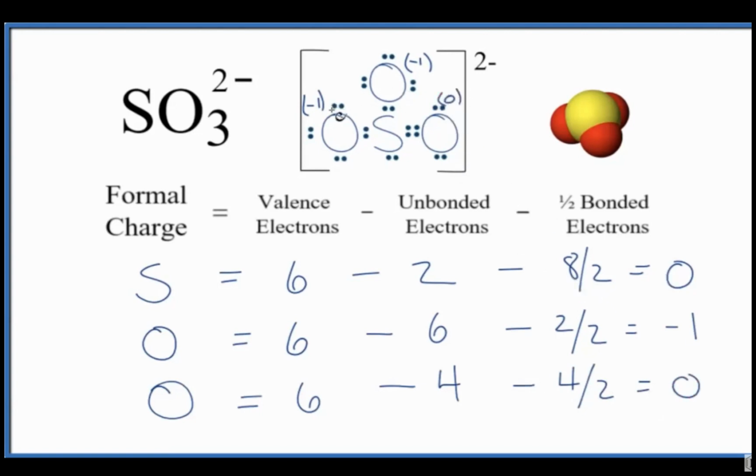So at this point, these 2 oxygens here, their formal charge is -1. But that makes sense because it's an ion. The total ionic charge is 2 minus. So we have 2 negative 1s. That equals this 2 minus here. So that makes sense.